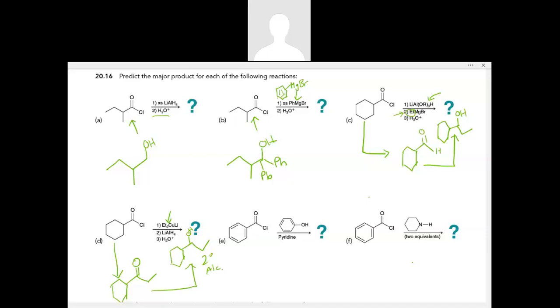Now we're going to react this acid chloride, this phenyl acid chloride with our phenol here, and in the presence of pyridine. So we're going to see the replacement of the chlorine atom with the phenyl oxygen atom, and we're going to produce this ester here.